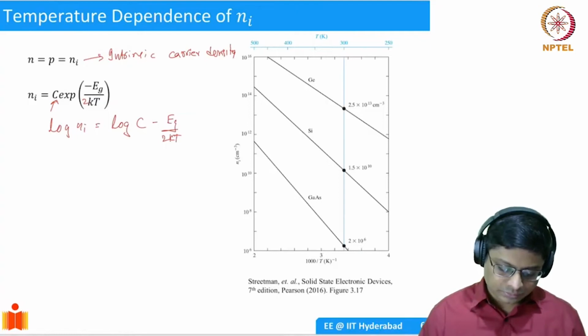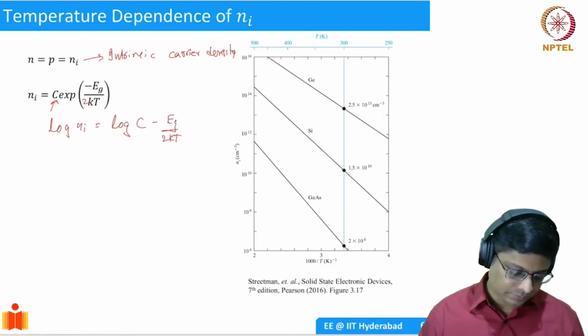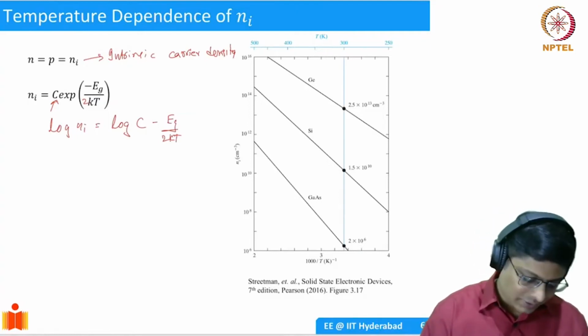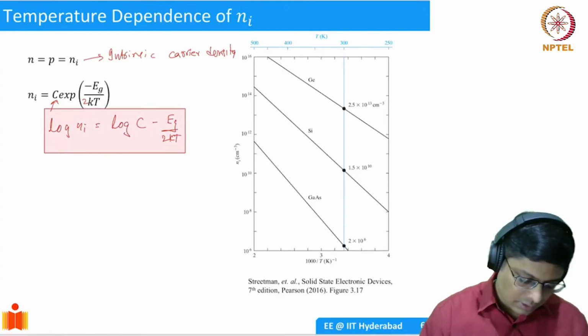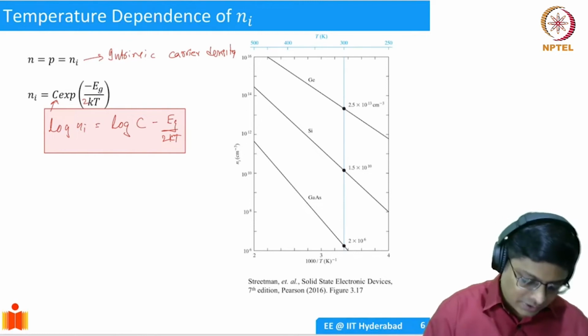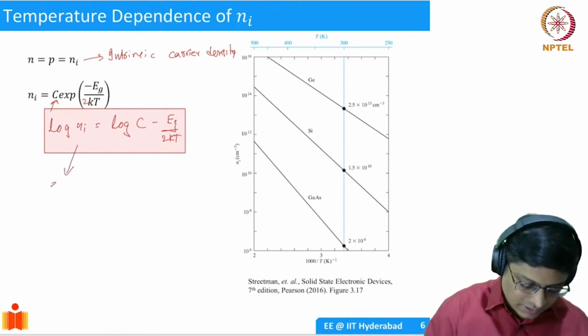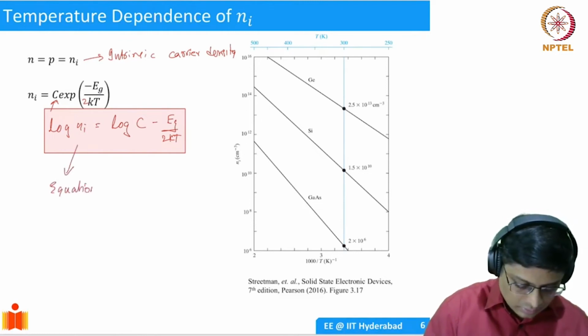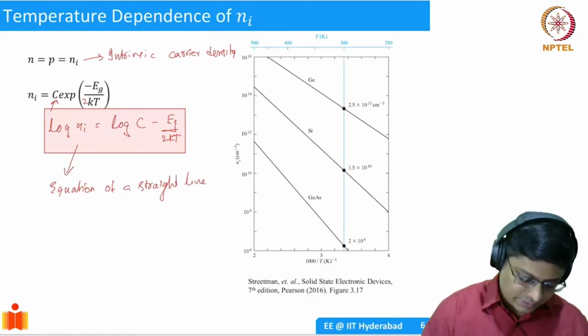So what I can do is, if you look at this, this is essentially an equation of a straight line. It's basically a graph of a straight line, right?